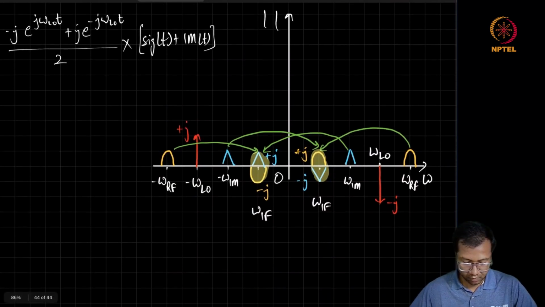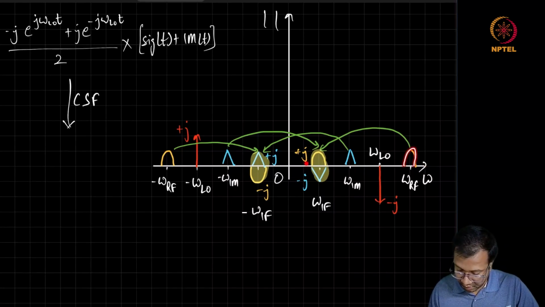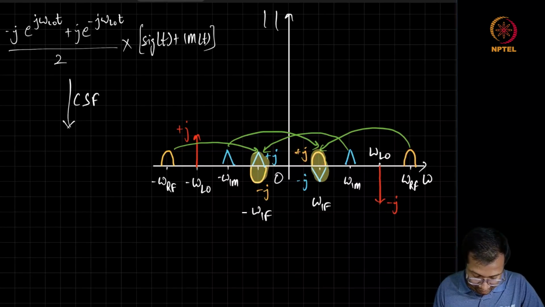Okay, so to write the product after filtering by the channel select filter, you can see that the signal component is again appearing at the IF frequency, but now it is getting multiplied by plus j and minus j. So it is same as, I call it as Q of t.